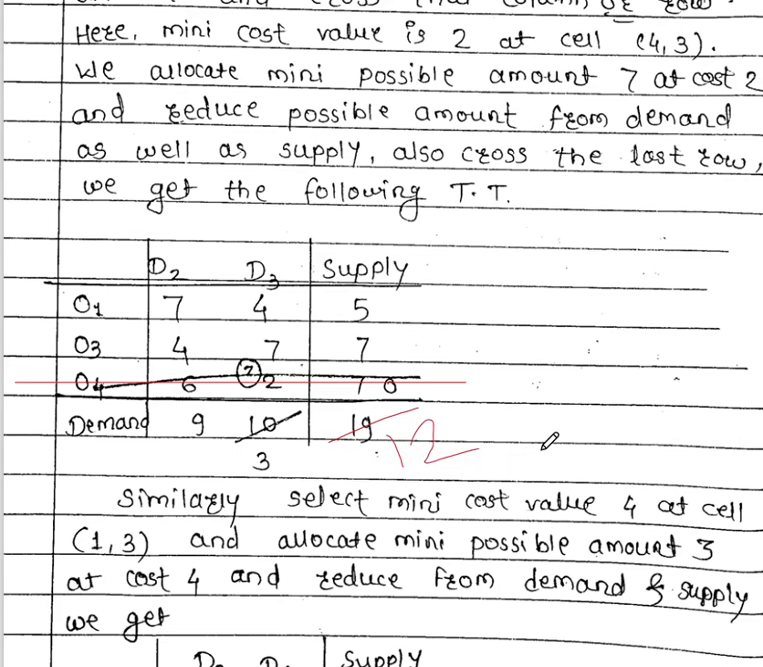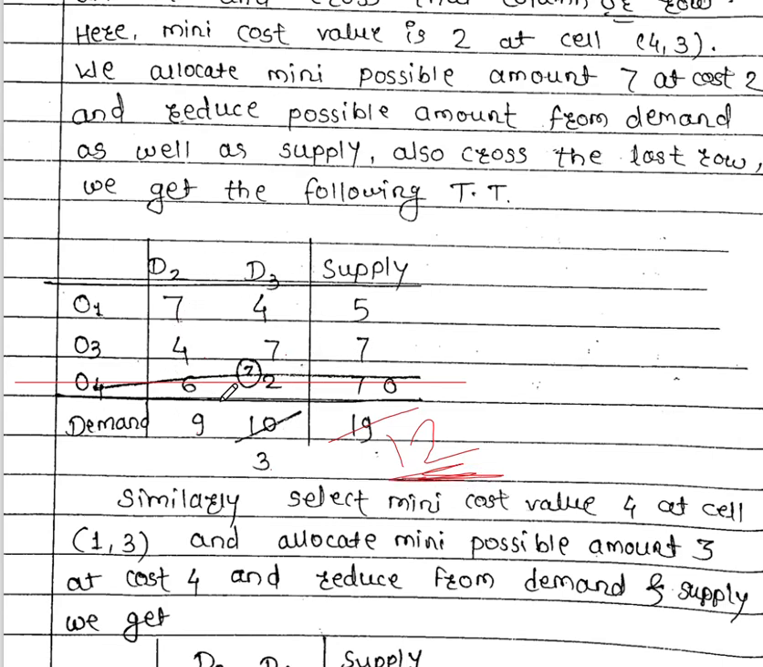Okay, so what is the next step? Write down the remaining elements, that is 7 4 4 7, and demands are 9 3, that is 12. So this should be the total, 5 7, that is 12. The summation of ai and summation of bj should be equal. Okay, so these are the remaining elements.